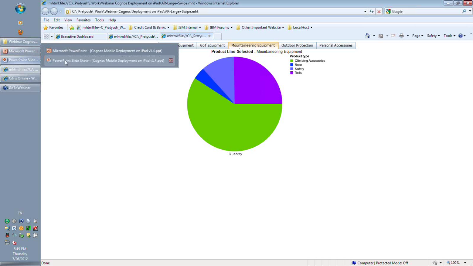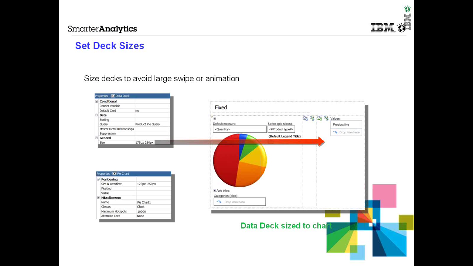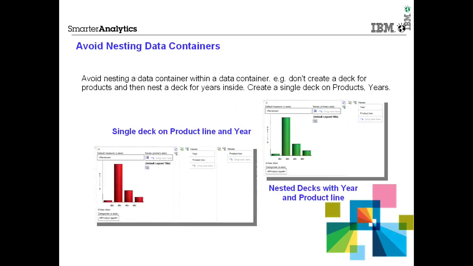Moving on to the next point. Avoid nesting data containers. Again, this point is important, keeping in mind that you should always keep your active report as simple as possible. And you should not nest data containers within each other.